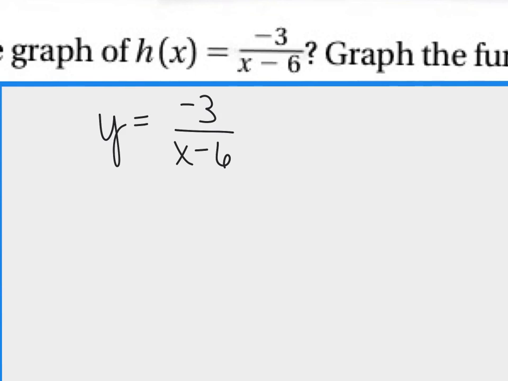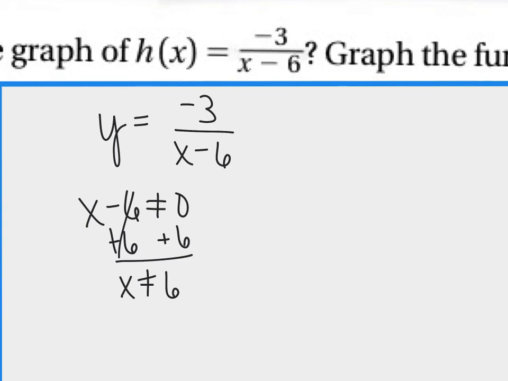So for this, our denominator can't equal 0, so x minus 6 can't equal 0, which means x cannot equal 6, and that is going to be our vertical asymptote. So the vertical asymptote would be x equals 6.